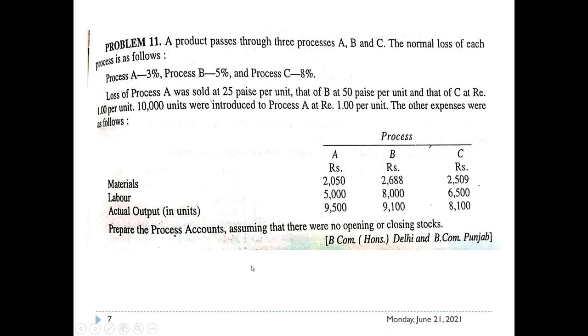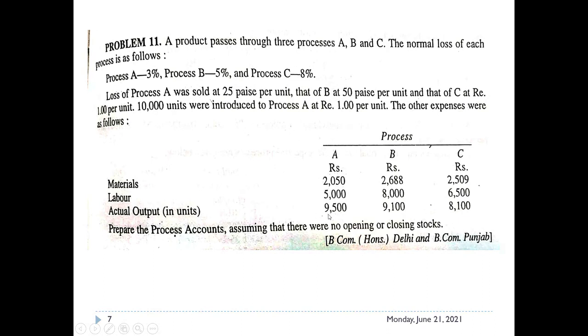So in this question, first of all, we should prepare the Process A account. Here units introduced is given, so first of all units introduced, then material is also given, then labor. Okay, on the credit side, by normal loss. So normal loss is 3% of input, how much? 10,000, so it will be 300. So here you see sale value is also given. Sale value of normal loss is 25 paisa per unit. So that means in the amount column also it will come.